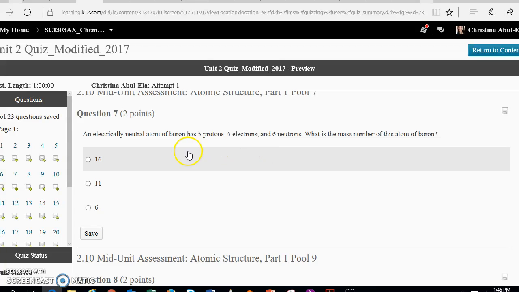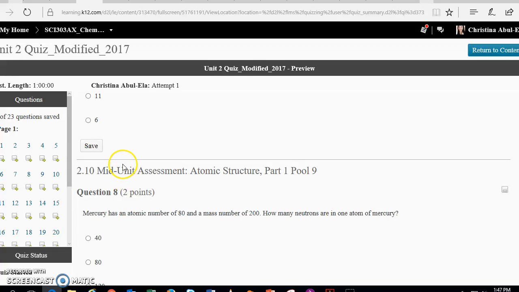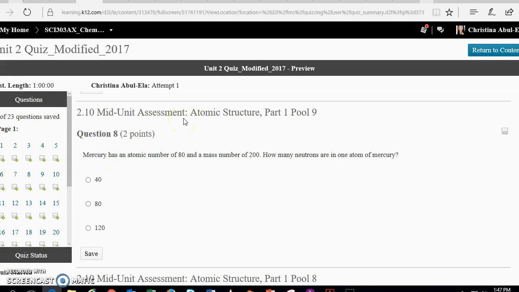Question 7. An electrically neutral atom of boron has 5 protons, 5 electrons, and 6 neutrons. What is the mass number of this atom of boron? Is it 16, 11, or 6? Question 8. Mercury has an atomic number of 80 and a mass number of 200. How many neutrons are in one atom of mercury? 40, 80, or 120?